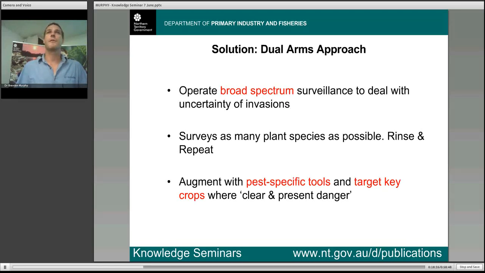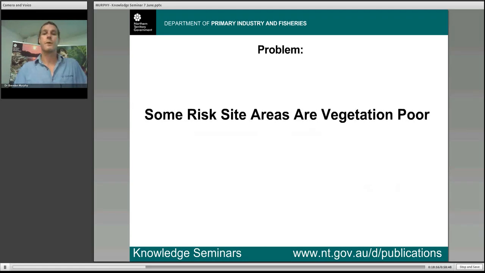So the emphasis was on having a broad spectrum surveillance program to deal with uncertainty, to detect all the invasives that we couldn't predict that aren't on pest lists. And then you augment that with your pest-specific tools and target key crops where there's a clear and present danger, for example, gypsy moth and fruit fly.